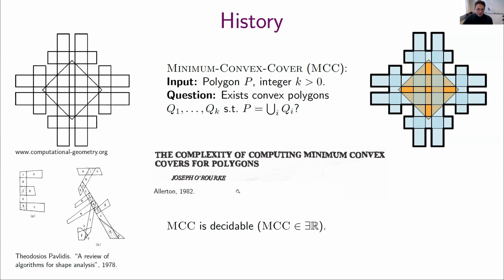And here you can see 2 examples from an E and a Chinese character. And in this paper by Joseph O'Rourke, he proved that the problem is decidable, which is not at first obvious. So he proved that it's in this complexity class, existential theory of the reals, that I will get back to.